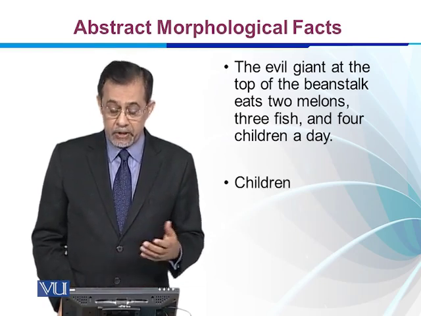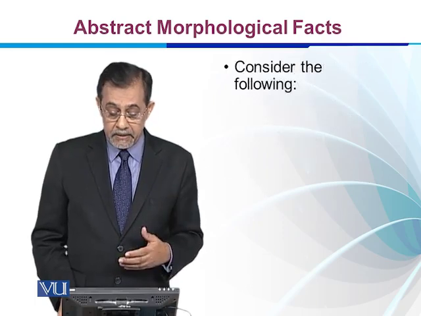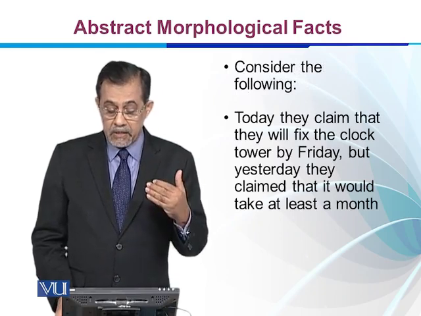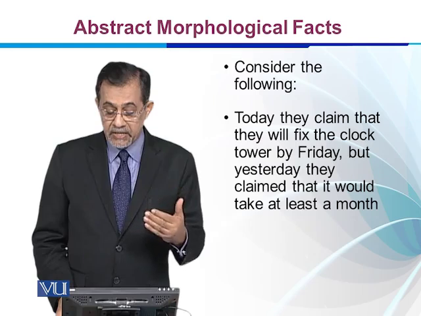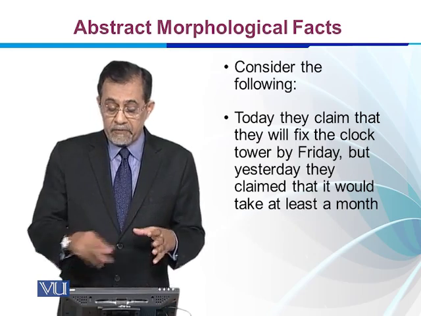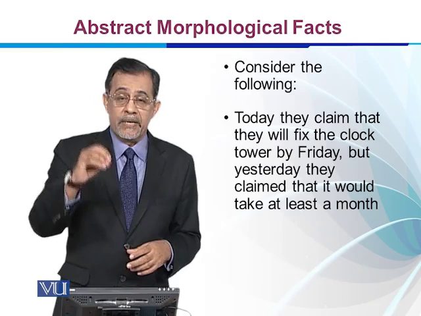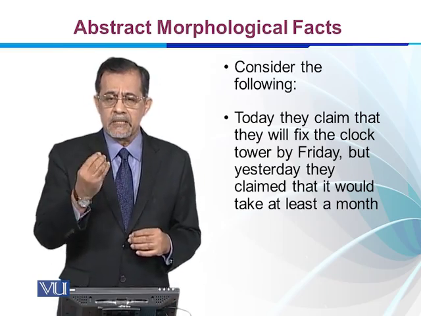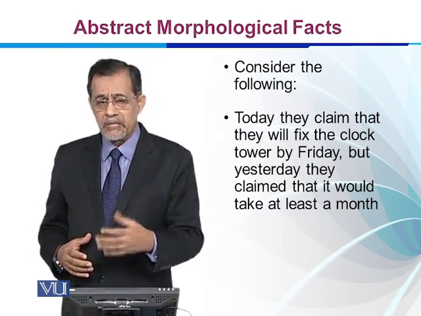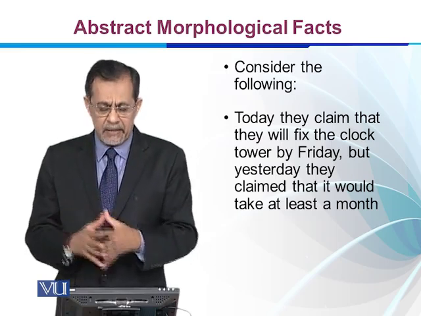So, as I just said to you about children, let's consider some other example. "Today they claim that they'll fix the clock tower by Friday, but yesterday they claimed that it would take at least a month." So if you look at the word claim used in this sentence, when it is used in the present, it is claim, single morpheme, right? And when it was used as past, we added ed, past morpheme, right? Is it the case with other languages?